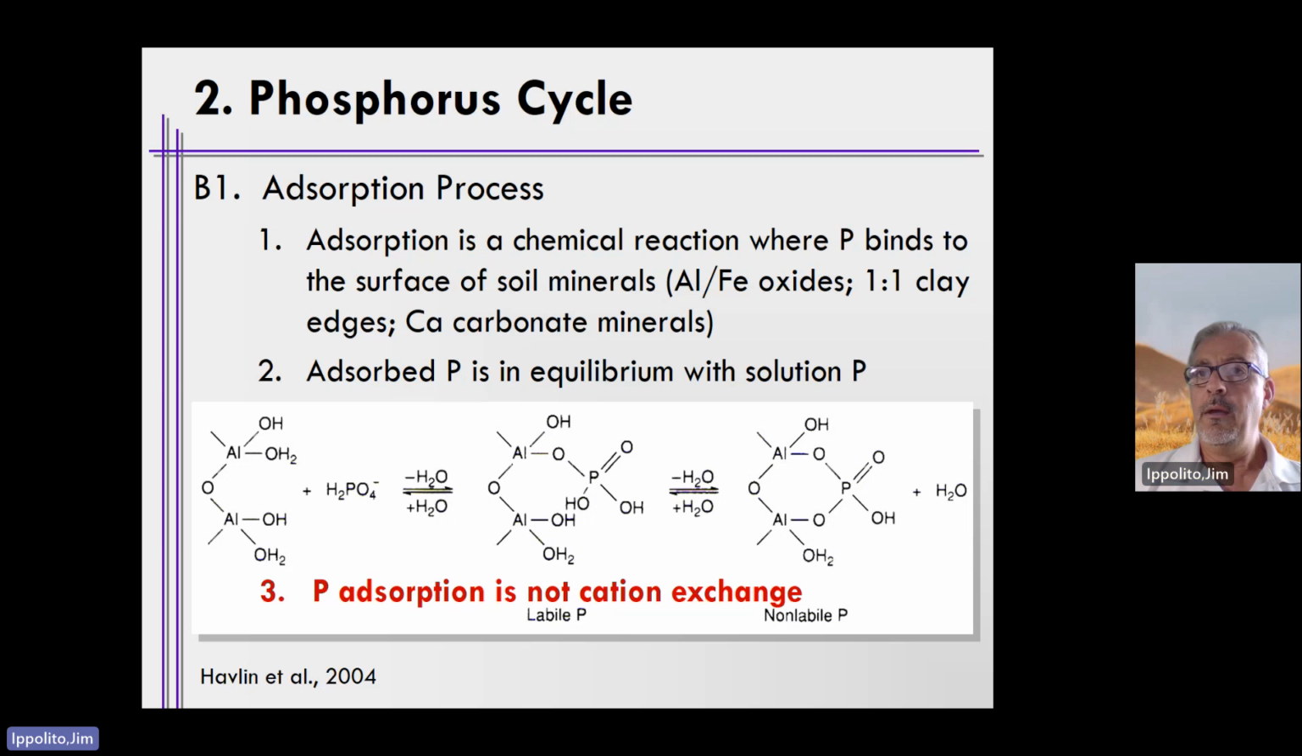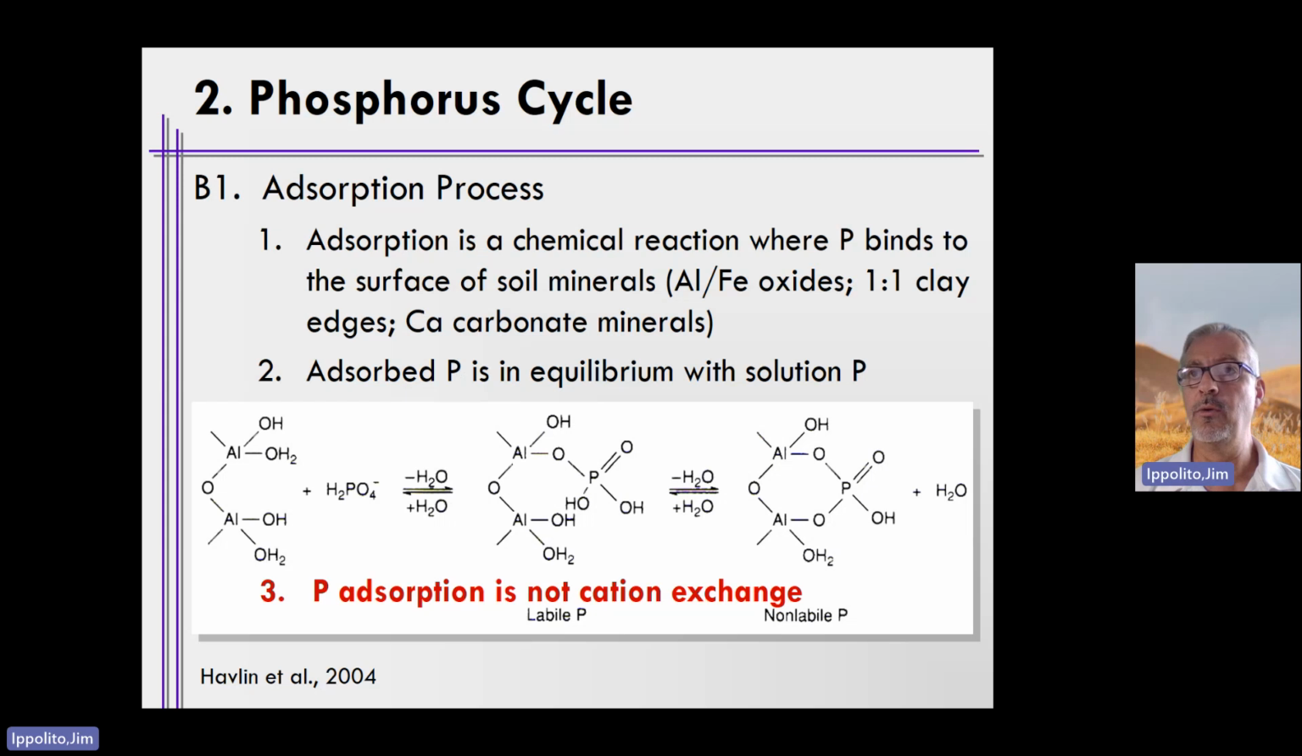So it's important to note that phosphorus adsorption is not cation exchange. Right? We learned about cation exchange via isomorphic substitution and pH-dependent charge in the CEC unit. This is not cation exchange. This is an adsorption. This is how adsorption works, right?